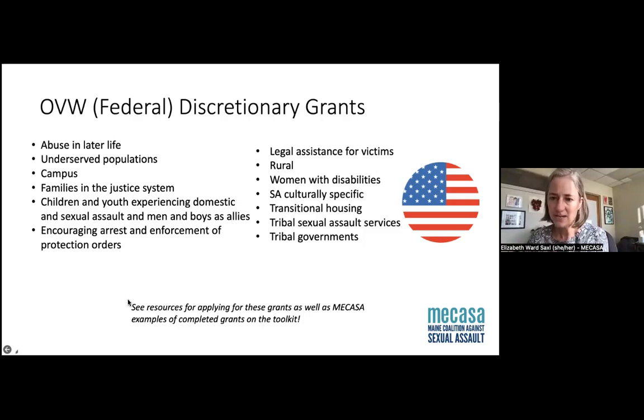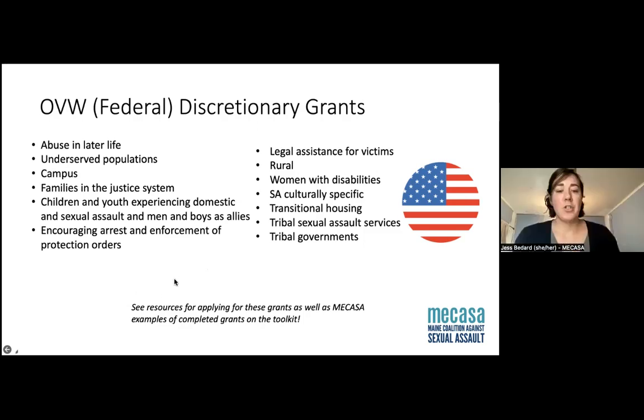There's a lot of information about these discretionary grants, beginning with nice little paragraphs on OVW's website, so you can learn more about those. And then we'll talk a little bit more about what's realistic. Your programming will fit under almost all of these. And then the question is, how likely are you to receive one? So we will talk more about that. And just so you all know, there are also examples of some of MECASA's completed OVW grants on the toolkit if you want to check them out.